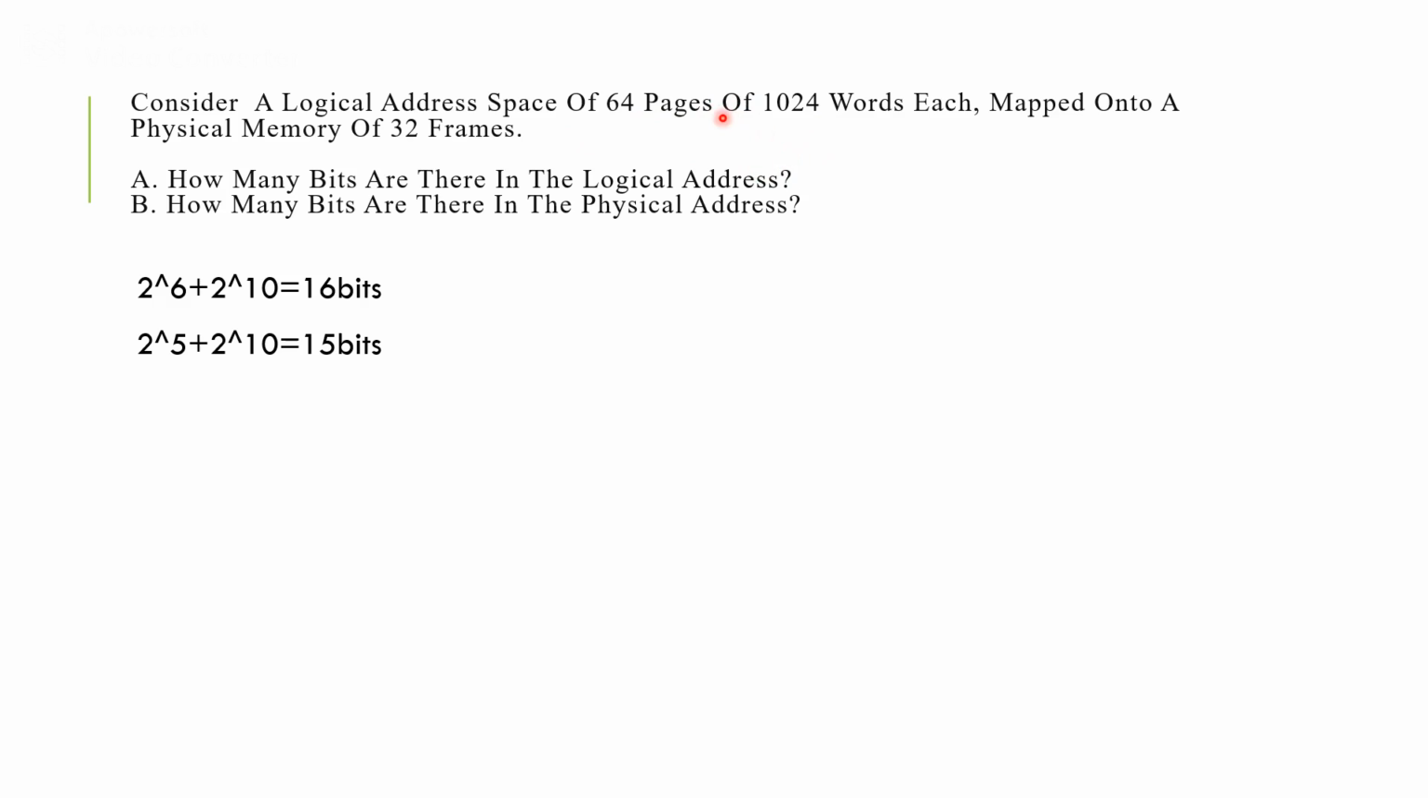And what about the physical address? As the question says, it is mapped onto a physical memory of 32 frames. We represent the physical memory in terms of frames, and the logical address in terms of pages. So the physical memory has 2 raised to 5, so 5 bits are used to represent the frames. And how many words are there in each? 2 raised to 10 words, right? So 5 plus 10, we get 15 bits.